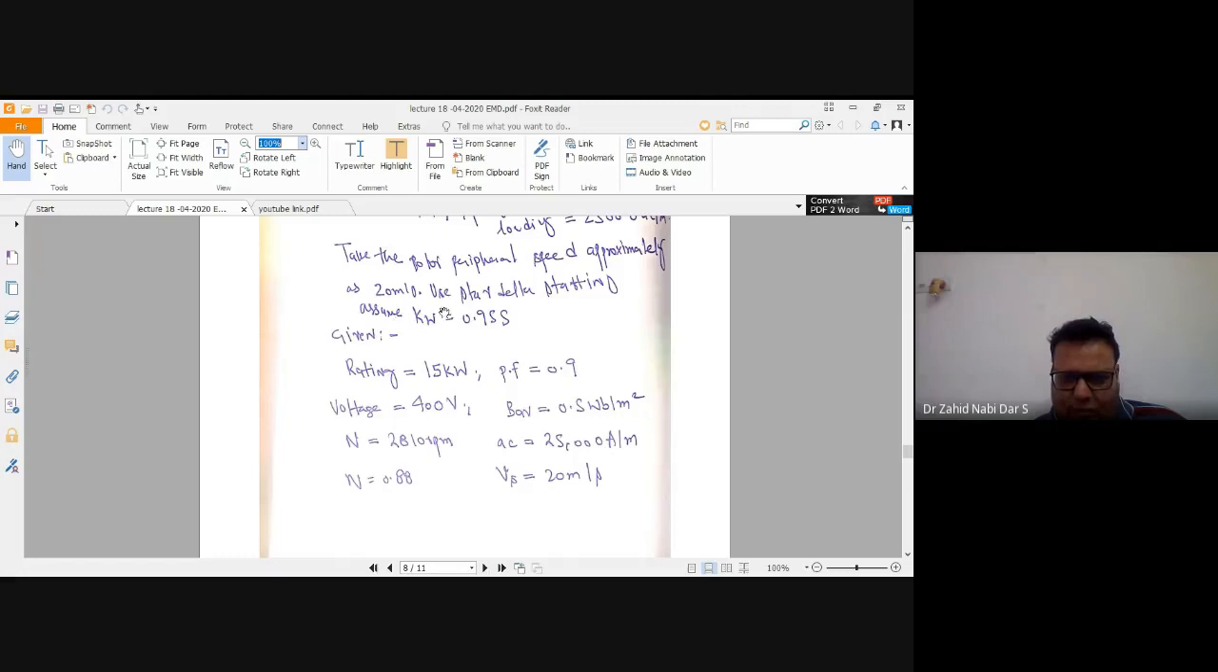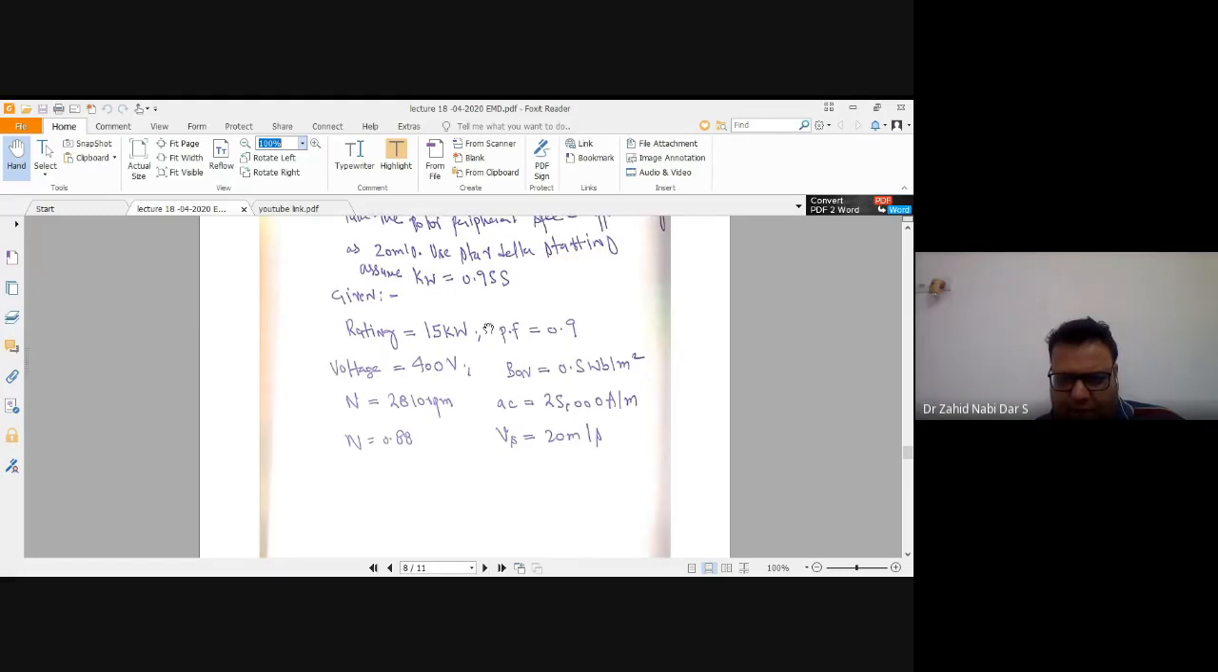Also, one more thing is that assume kW, that is the winding factor, to be 0.955. So rating of the machine is how much? Rating of the machine is 15 kilowatt.